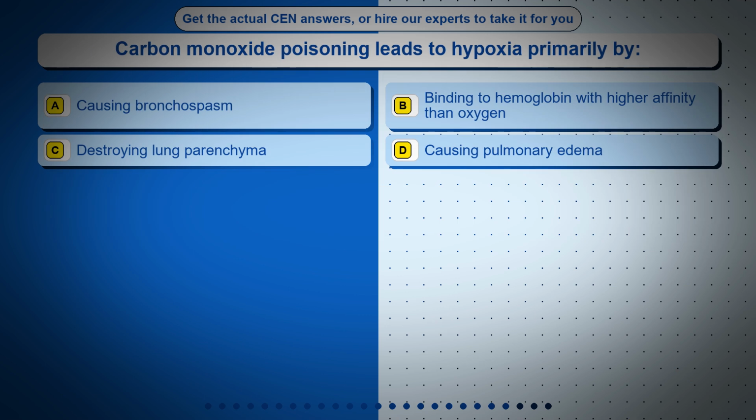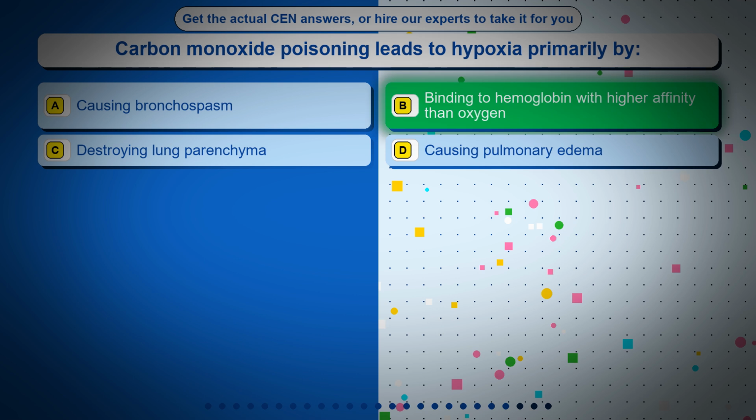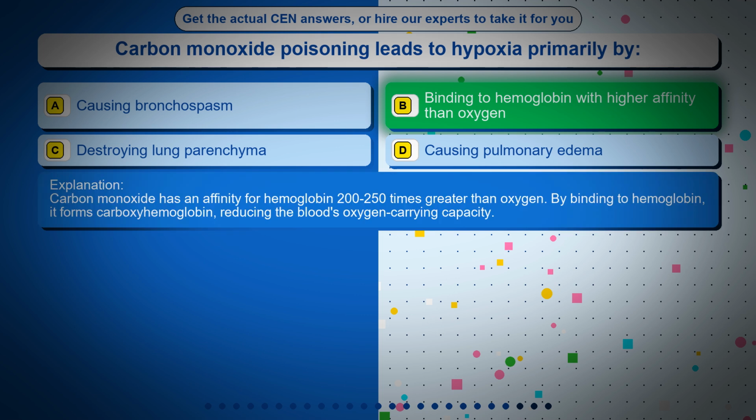Question 22. Carbon monoxide poisoning leads to hypoxia primarily by: Option A, causing bronchospasm. Option B, binding to hemoglobin with higher affinity than oxygen. Option C, destroying lung parenchyma. Option D, causing pulmonary edema. The correct answer is option B, binding to hemoglobin with higher affinity than oxygen. Carbon monoxide has an affinity for hemoglobin 200 to 250 times greater than oxygen. By binding to hemoglobin, it forms carboxyhemoglobin, reducing the blood's oxygen carrying capacity.